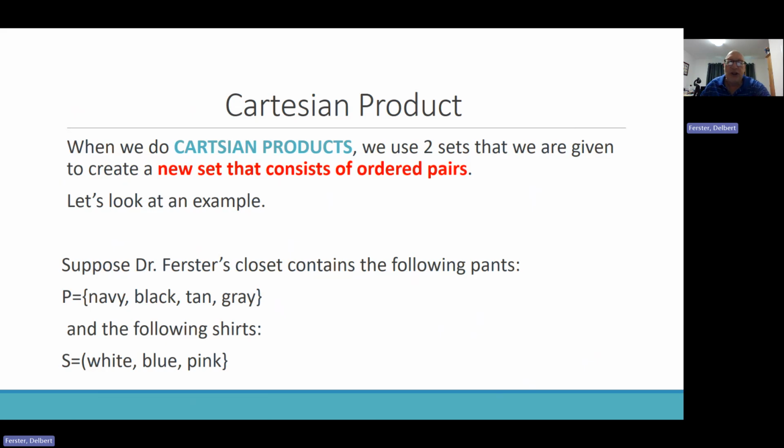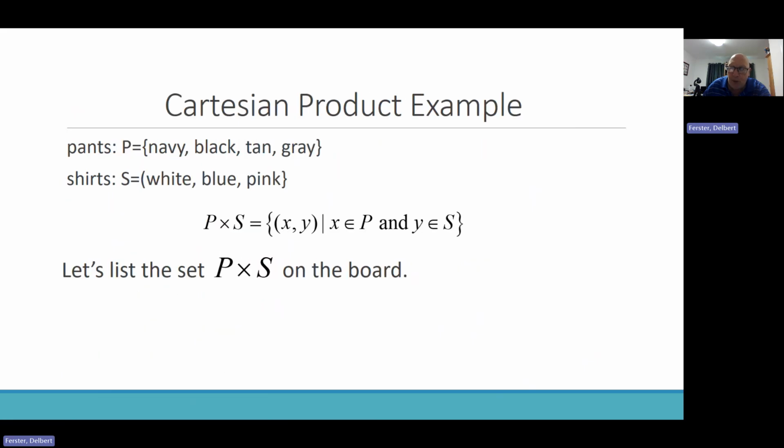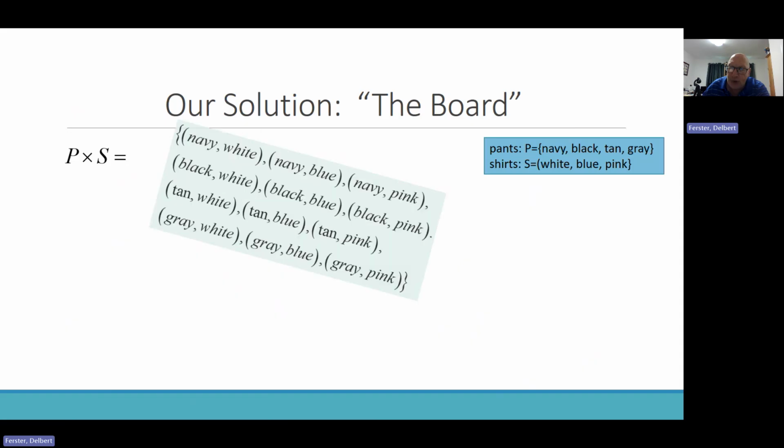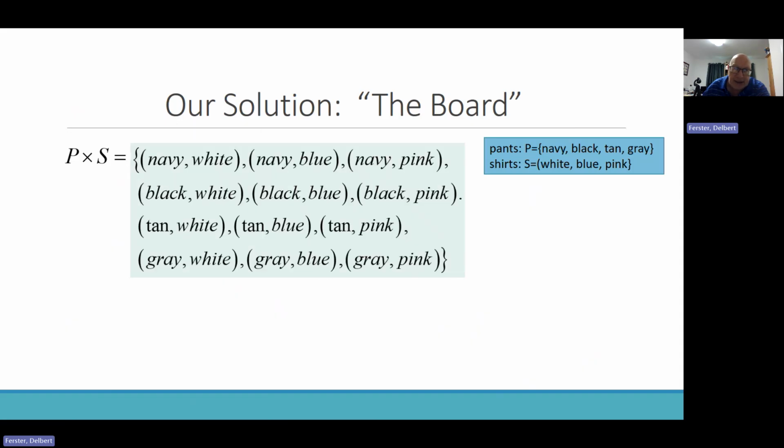Last thing for us is Cartesian product. All right, Cartesian product builds ordered pairs, sets of ordered pairs. So set P has pants, navies, blacks, tans, and grays, and set S has shirts, whites, blues, and pinks. If you do the Cartesian product, sometimes that's read P cross S. All right, so the first set of values for the ordered pair comes from the first set listed. The second set of values from the ordered pair comes from the second set listed. So we would simply list all of the possible pants and shirt combos where pants come first.